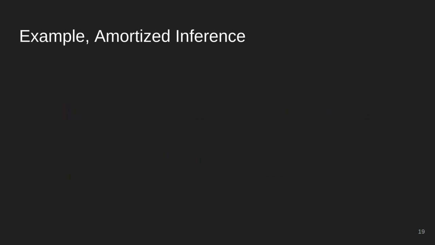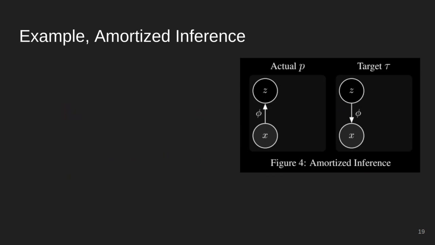I chose amortized inference because I thought it's the one most familiar to everyone. It is the case of a variational autoencoder. In the actual P, you can see the encoder, and in the target tau, you can see the decoder. As I mentioned, it is possible to keep tau unparameterized, or here it is parameterized, so part of the target itself is part of the model to learn and optimize. We have these assumptions for the case of amortized inference, or you can think of it as the case of the VAE, variational autoencoder.